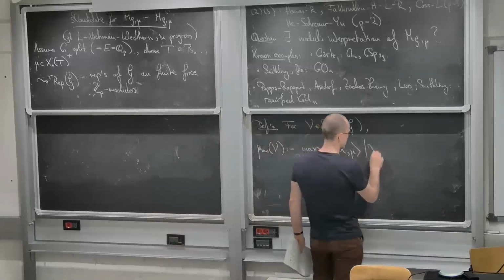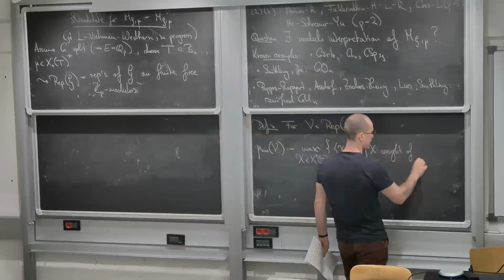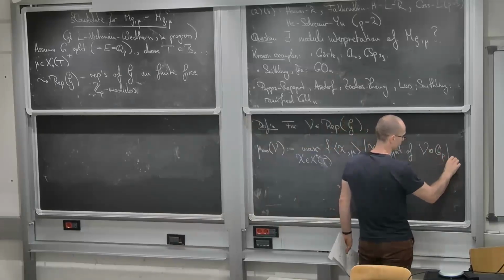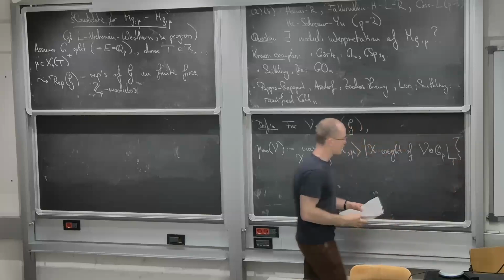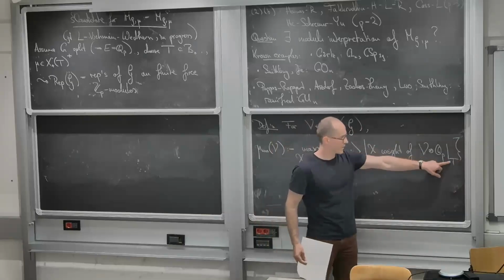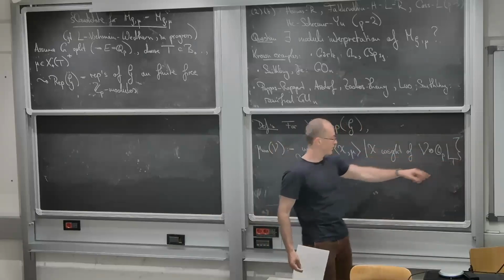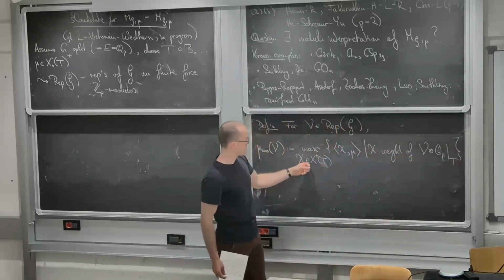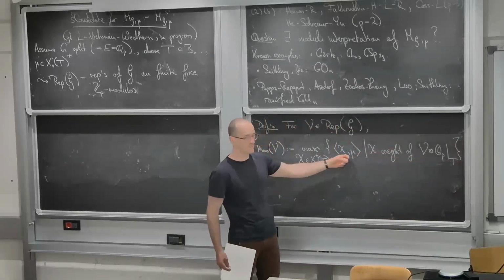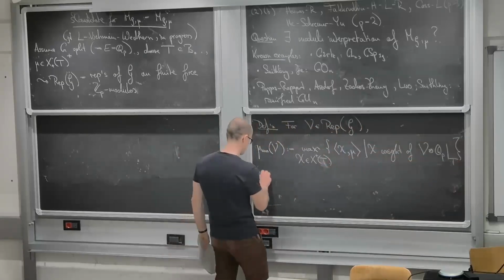And chi is supposed to be a weight of the generic fiber of this representation. So the generic fiber of the representation is a representation of straight G. I restrict this representation to the maximal split torus, and it decomposes into weight spaces. And I take the maximum, and in particular, there are only finitely many weights, and I take the maximum over all these pairings which appear.